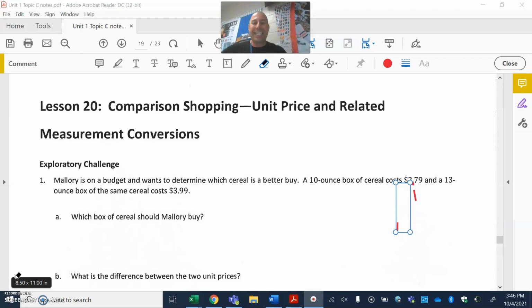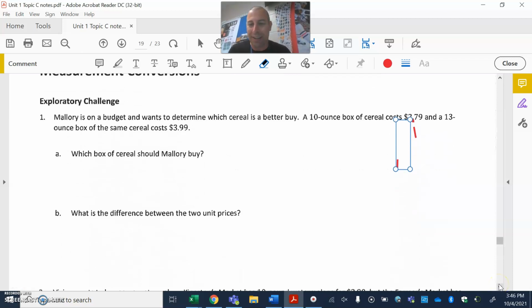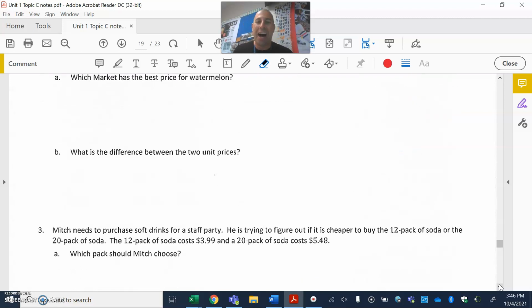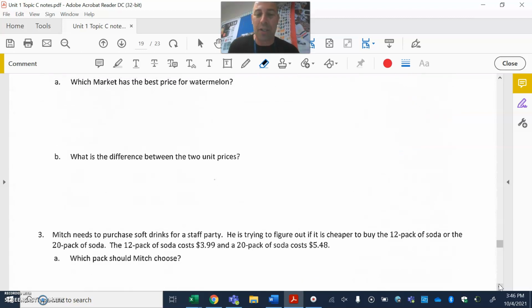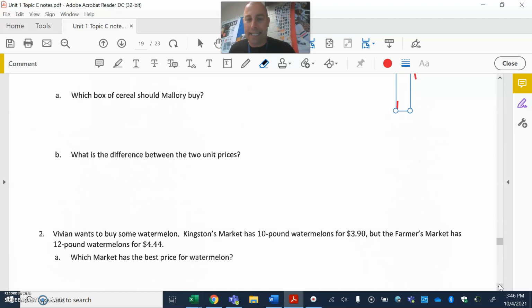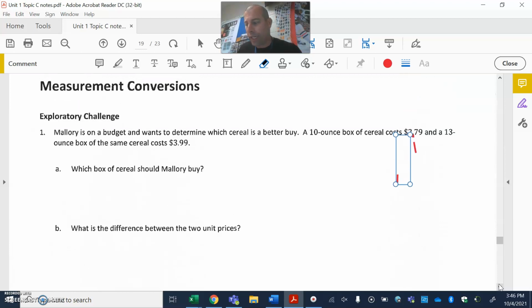Okay, so hey, lesson 20 here. Comparison shopping, unit price, and related measurement conversions. What we're looking to do here is we're kind of tying everything together. So what we want to see is, hey, unit rate for a lot of these things is a good way of going about it. How much is it for one?